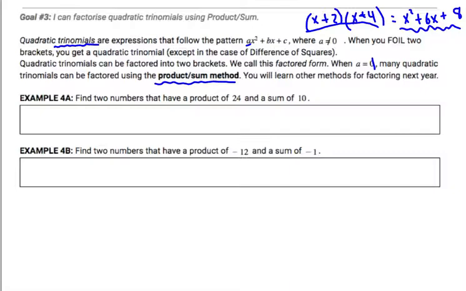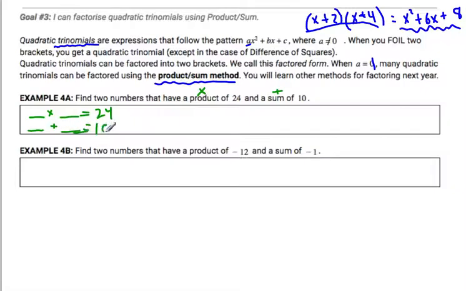And in order to use that method, we have to get really good at identifying patterns in numbers. So these first 2 examples are just lead-ups to what we're going to do next to actually factorize these quadratic trinomials. But if I'm looking at the first example, I need to find 2 numbers, same 2 numbers, that have a product of 24 and a sum of 10. So you'll remember that product means multiplying. So 2 numbers that I can multiply together to get 24. And the same 2 numbers have to be able to be added together to get 10. So if I'm looking for 2 numbers that multiply to give me 24, and the same 2 numbers have to add to give me 10.